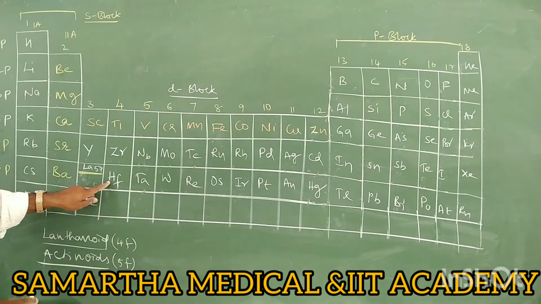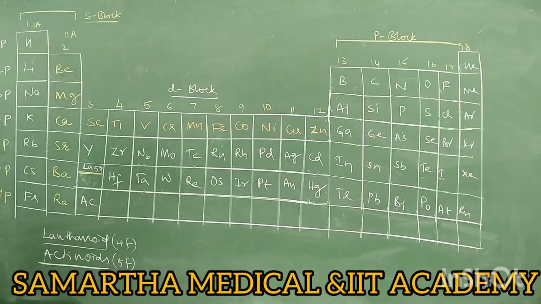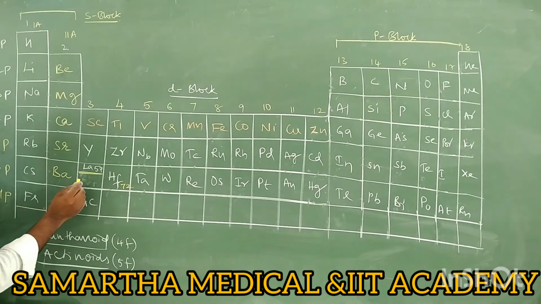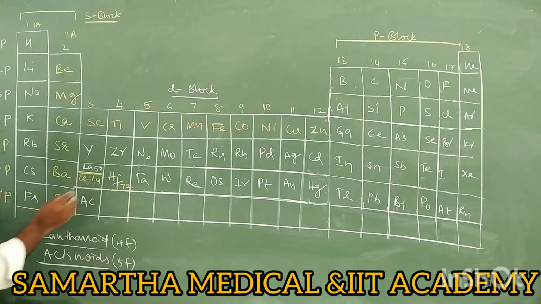What do we expect as the next atomic number? 58. We expect 58. It's supposed to be 58, no? Because it is 57, it's supposed to be 58. It is not 58. It is 72. So what are the remaining elements? Cerium to lutetium. Cerium is element 58 and lutetium 71. So all these elements are placed in this box only.